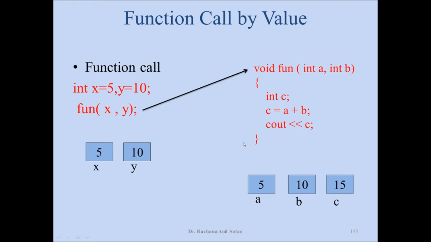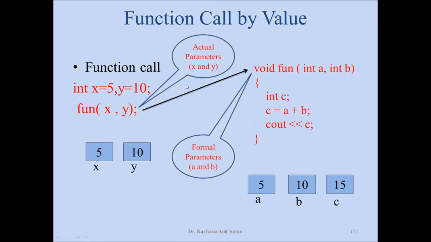So this is called function call by value, because we are copying the values of x and y to the formal parameters. Here x and y are called actual parameters, and a and b are called formal parameters. In function call by value, the actual parameter values get copied to the formal parameters and then processing is done.